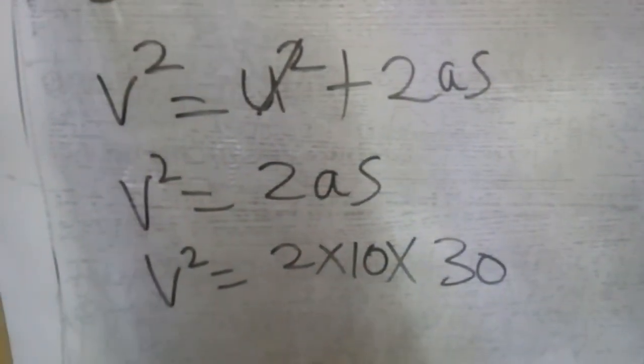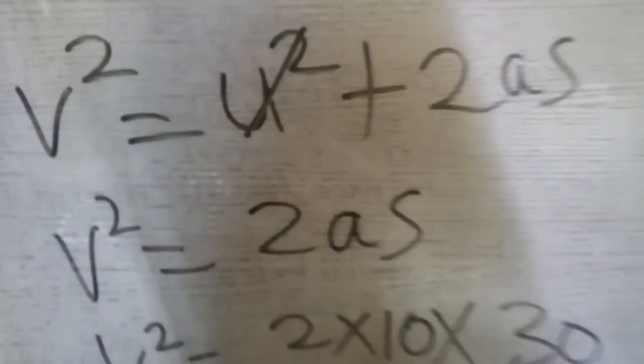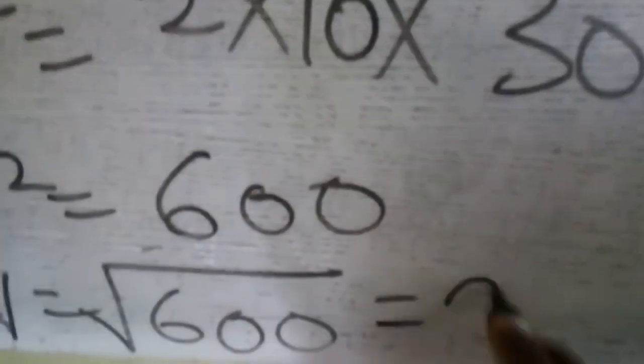That is the 2as there. So v squared equals, 2 times 30 is 60. 60 times 10 is what? 600. Then we have v will be the square root of 600. And the square root of 600 is 24.49, approximately 24 meters per second. Don't forget the unit. And that's it.